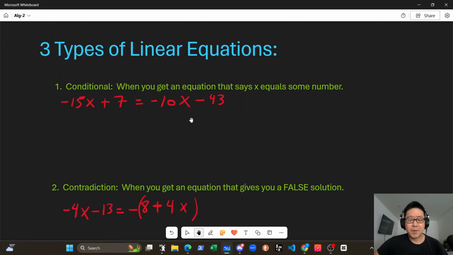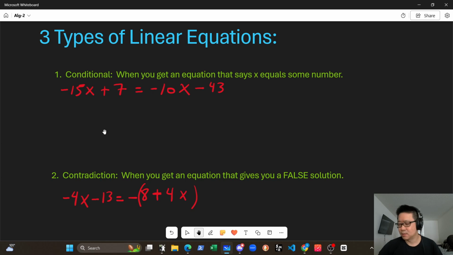For the next topic, we're going to go over the 3 types of linear equations that you're going to encounter in algebra. The first type is called conditional, and this is the most common type of equation you'll run into when you're studying for algebra. It happens when you solve for an equation and you get an x that equals some number. Okay, so let's just go ahead and solve it.